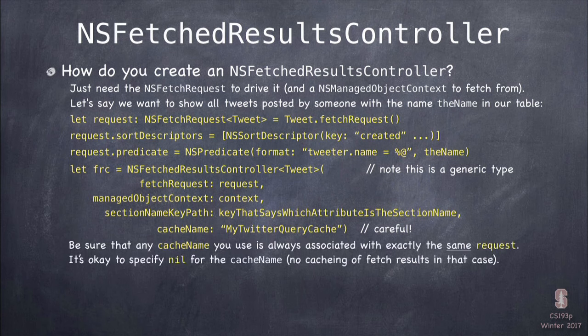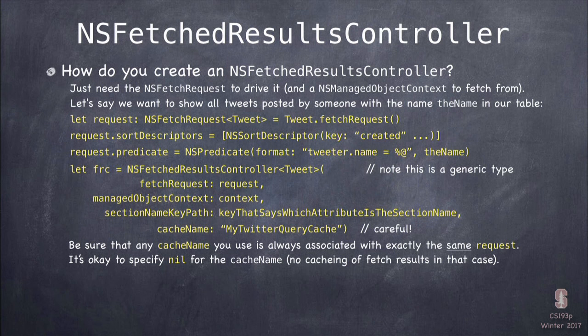Now that cache name at the bottom is interesting. That is actually going to permanently cache the results. In other words, it's going to get the results out of the database and store on disk the result in some internal format. And that's cool. And that storage, by the way, if you quit your app and come back, it'll still use that cache. So it's quite efficient.